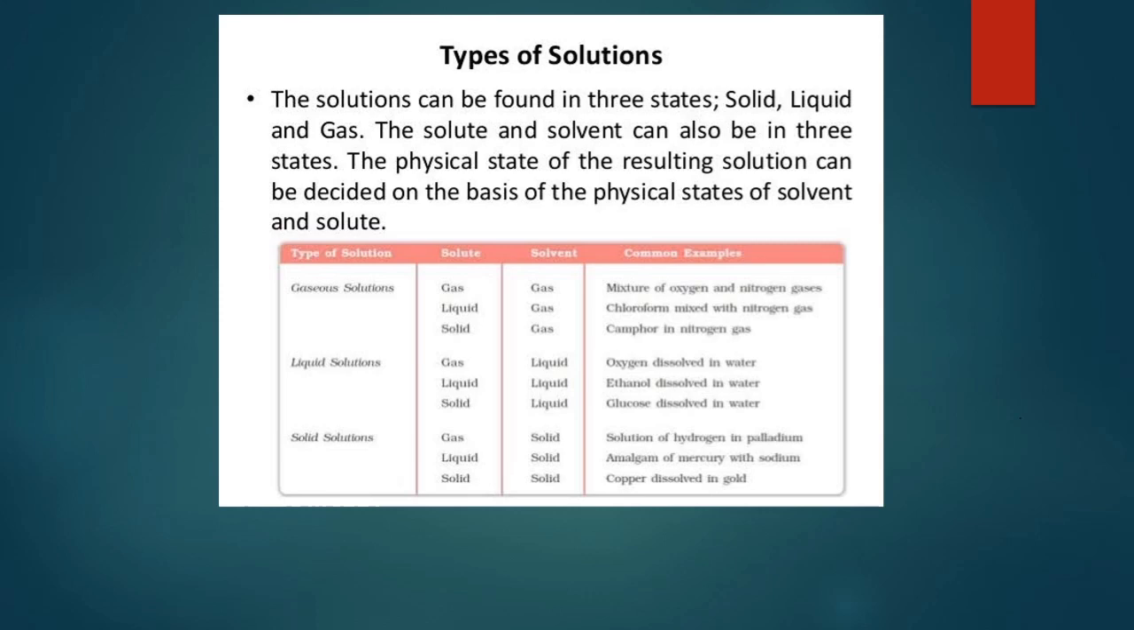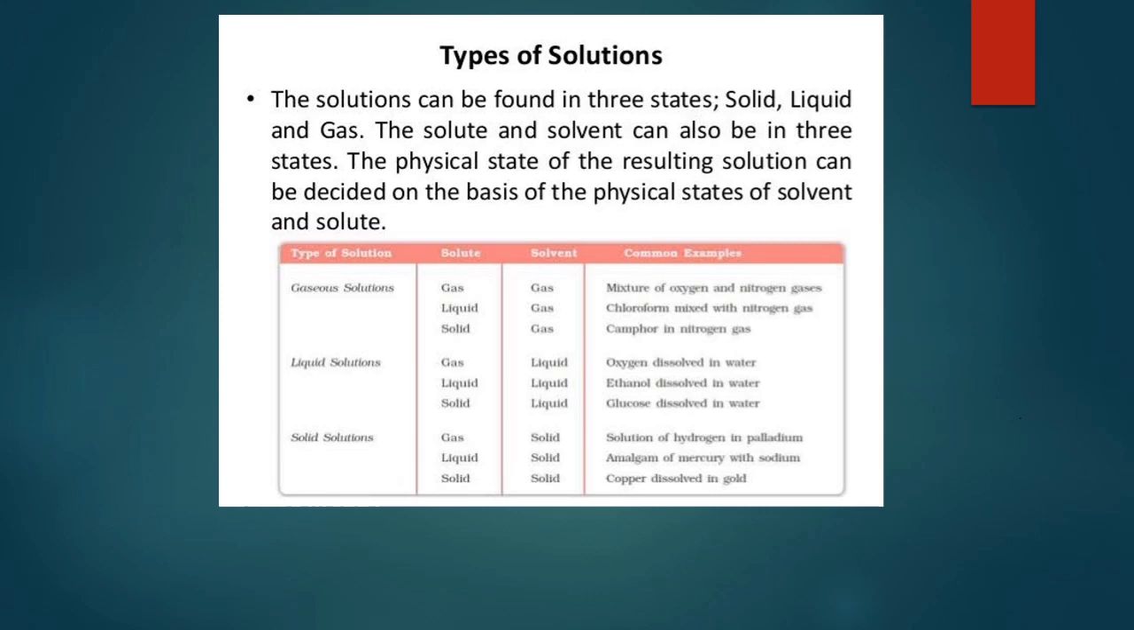If the solute is gas and the solvent is gas, we can see the example, that is a gaseous solution: a mixture of oxygen and nitrogen gas. Solute is oxygen and solvent is nitrogen gas. Then liquid in gas: chloroform and nitrogen gas. Chloroform is in a liquid state and nitrogen is in a gaseous state. So that is a gaseous solution because here nitrogen will be the solvent.